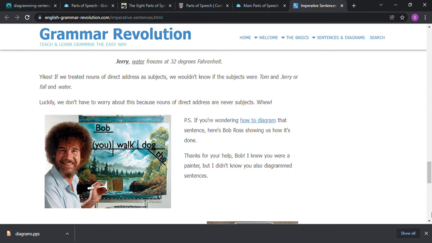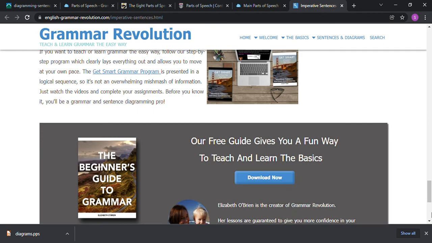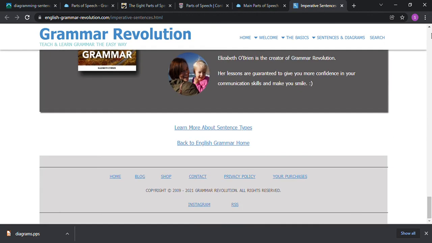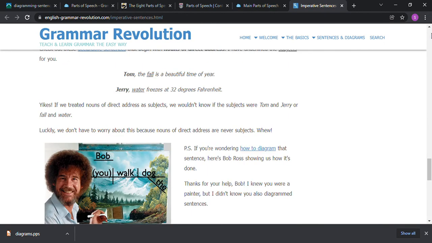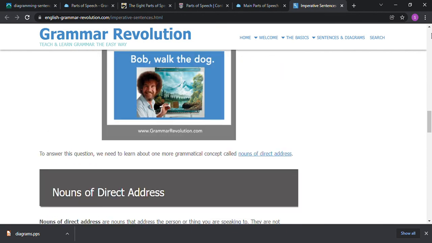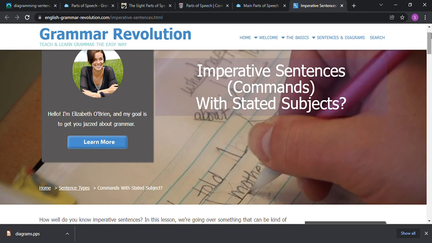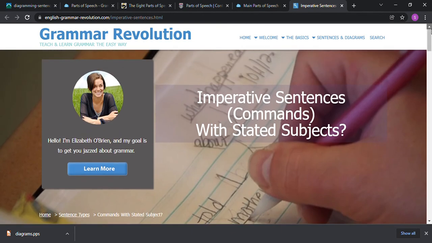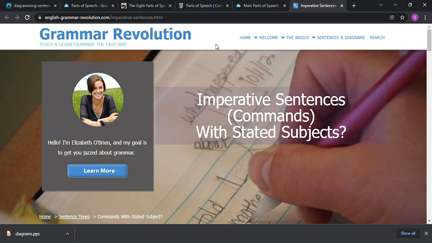And I think that diagramming sentences is just, to me, it was fun, and it helped me to understand the different parts of speech. So you can try this with your students if you want to use the diagramming sentences, and hopefully they will enjoy it, but maybe they won't. Some students love it, and some students, I remember, absolutely hated it. But you can go to Grammar Revolution and check this website out because it's just an excellent website.